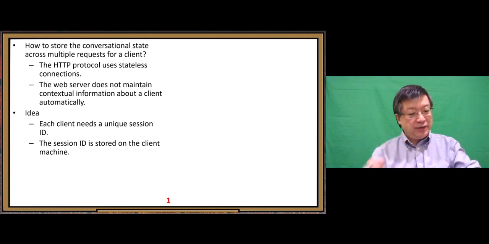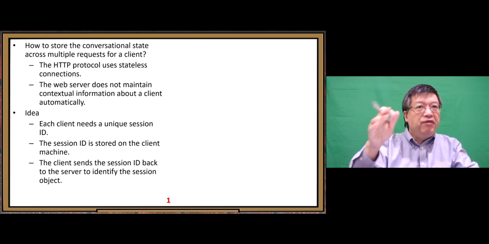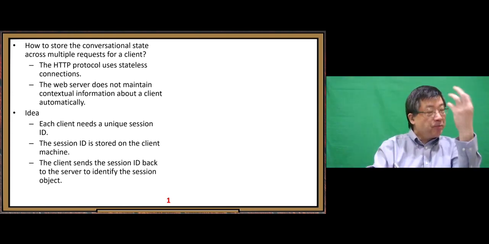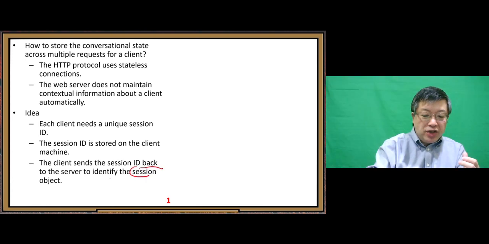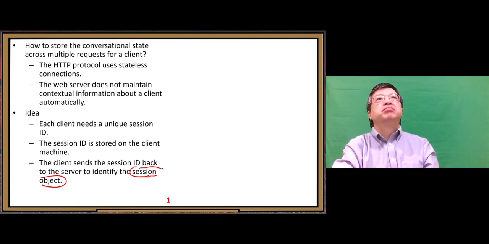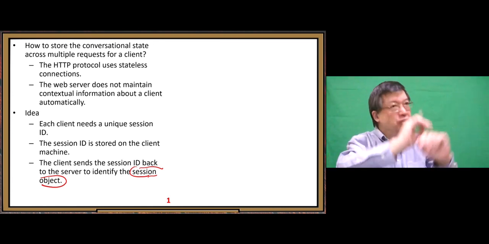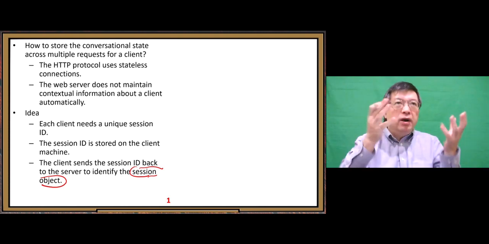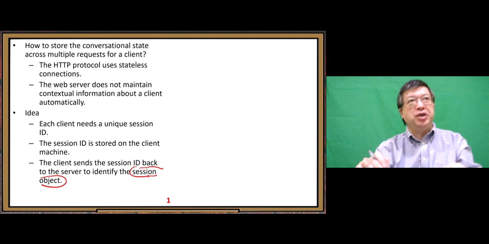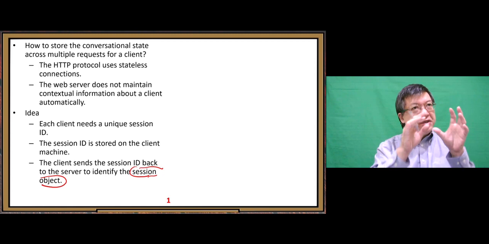So we will see that. The client sends the session ID back to the server to identify the session object. Inside the server, it needs to create a session object to store the user's state information. The user visits this website, so a lot of information needs to be stored. Where to store it? A session object, in main memory. This session object contains that session ID.